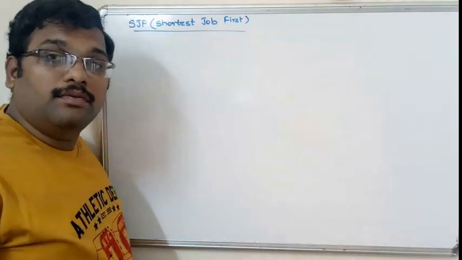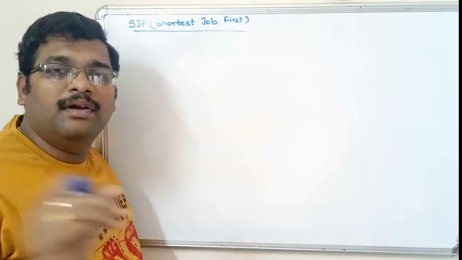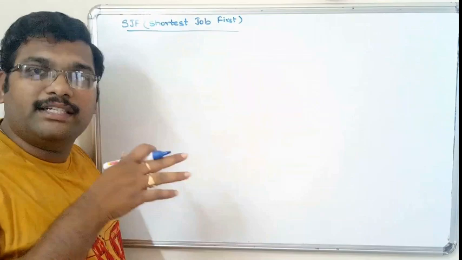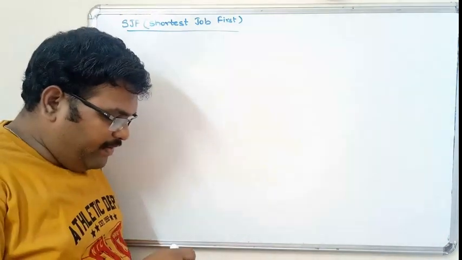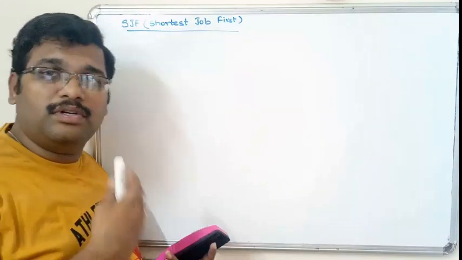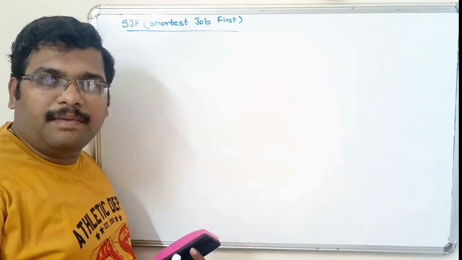That means the process which is having the less execution time, which requires the less execution time, that we call it as a shortest job. So in the previous session we have discussed the scheduling criteria, that is the CPU utilization, throughput, turnaround time, waiting time and response time.